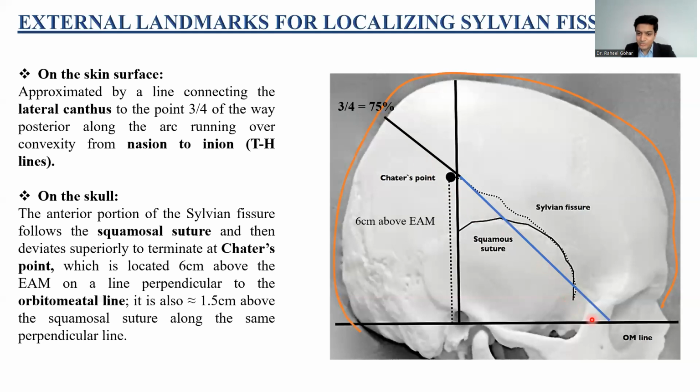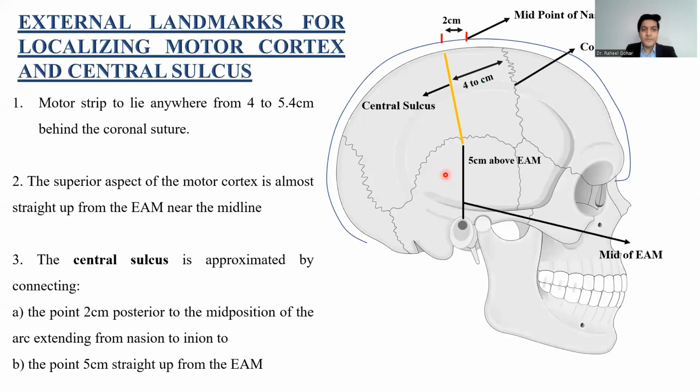So these are 2 ways. Now the third way is to join a line starting from the lateral canthus and join it with the Chater's point. This also represents the sylvian sulcus. So these are 3 ways with the help of which we can identify on the skull where the sylvian fissure or lateral sulcus is. Now moving towards the central sulcus. Now as we described how to identify the sylvian fissure in 3 ways, we have 3 to 4 ways to identify the central sulcus as well.